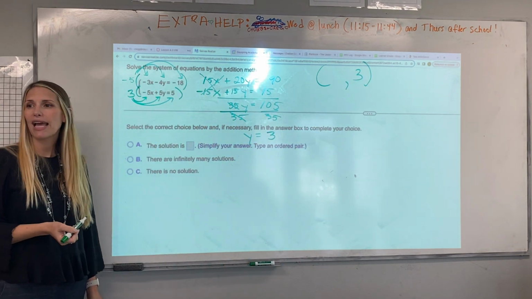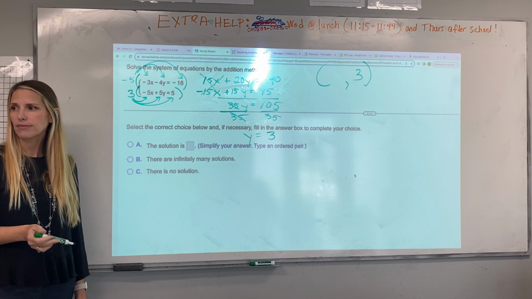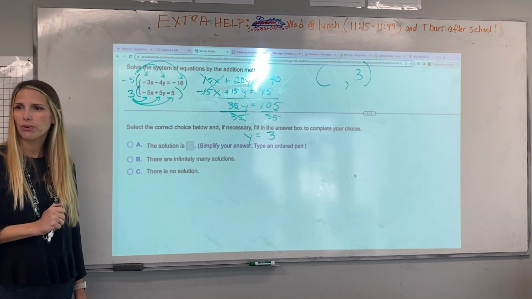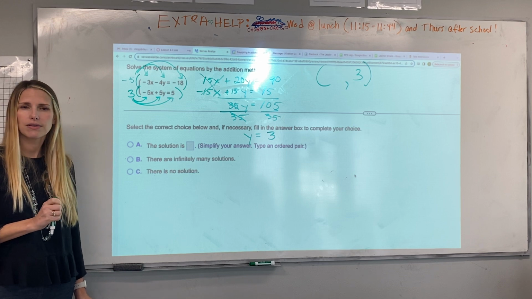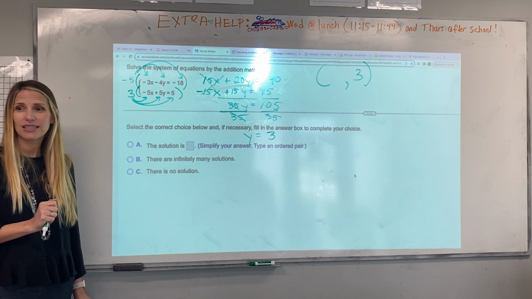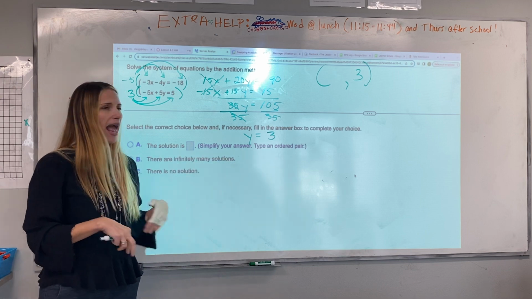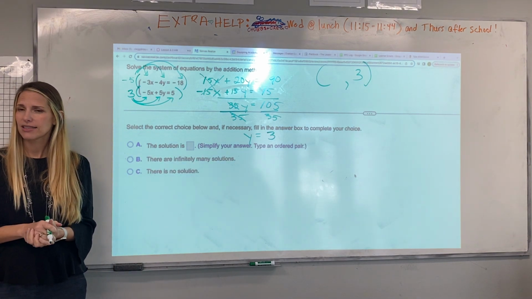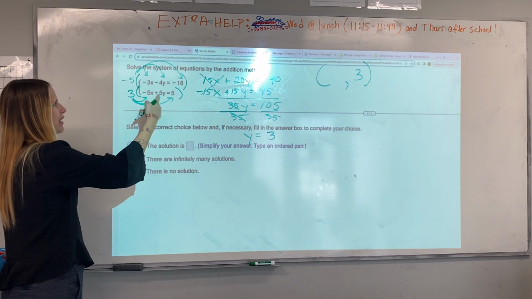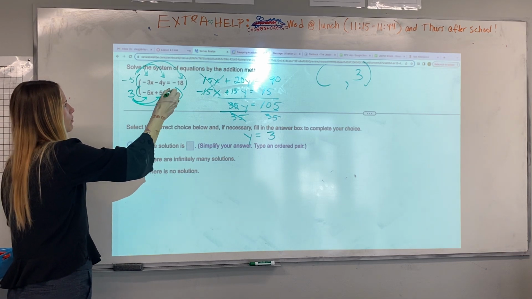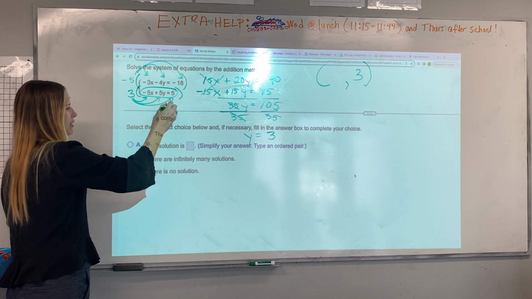What do I do to find my x value? Y is 3. How do I find the x? Plug the y back in. Yeah, plug that y back in. I'm going to go back and pick an equation. I'm going to just pick this one because it's got fewer negatives. I'll just bring that down here.